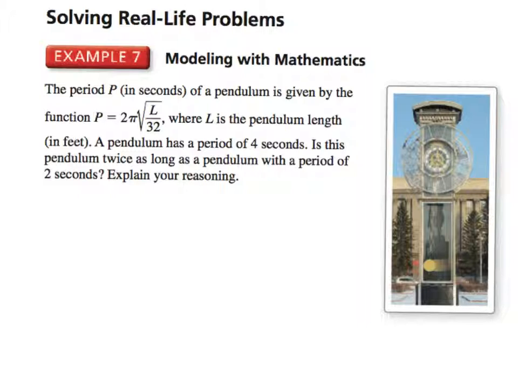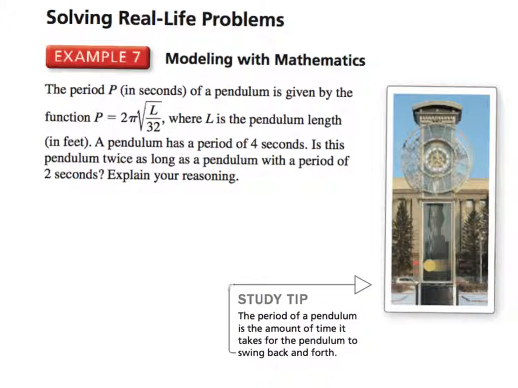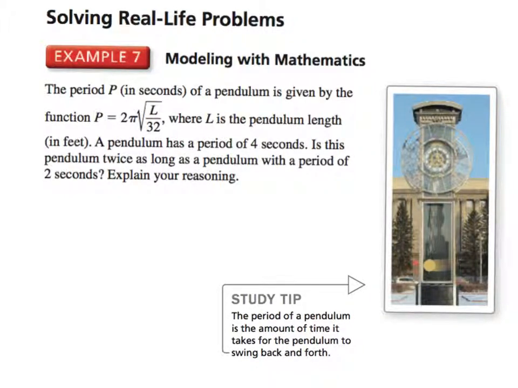So, solving a real-life problem. The period p in seconds of a pendulum is given by the function p equals 2 pi multiplied by the root of L divided by 32. Now, side note, the period P, what does that mean? I don't get it. Well, here's a little study tip for you. The period of a pendulum is the amount of time it takes for the pendulum to swing back and forth. Well, now you know. L is the length of the pendulum in feet.